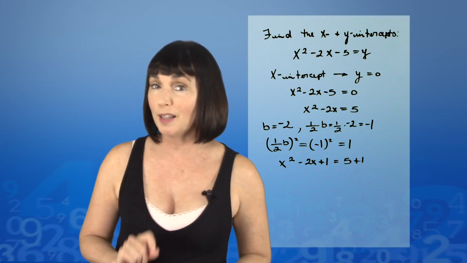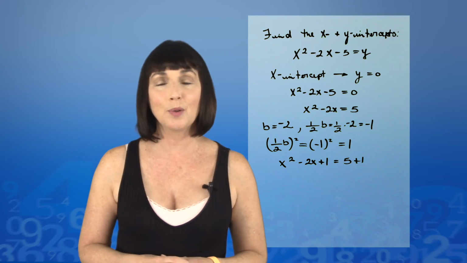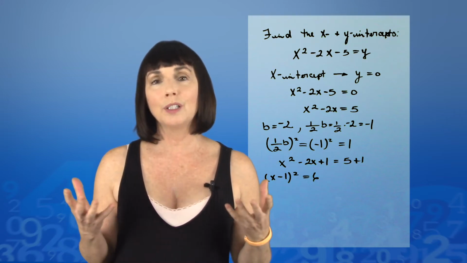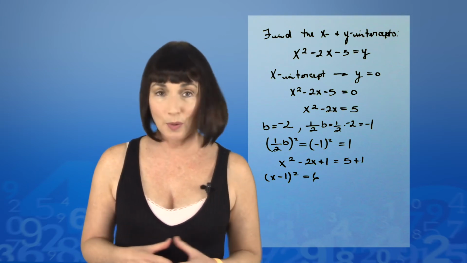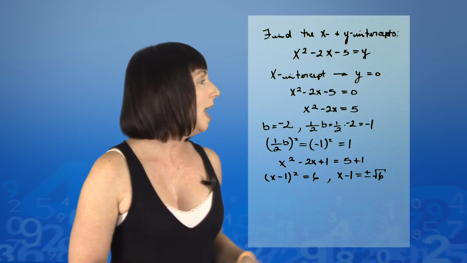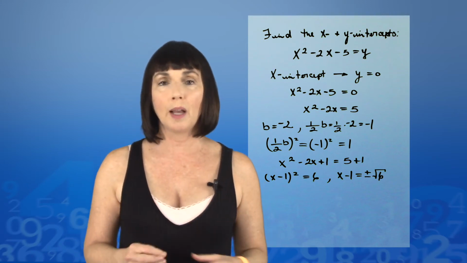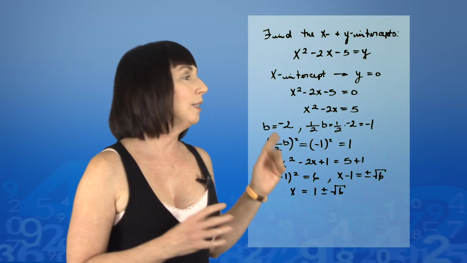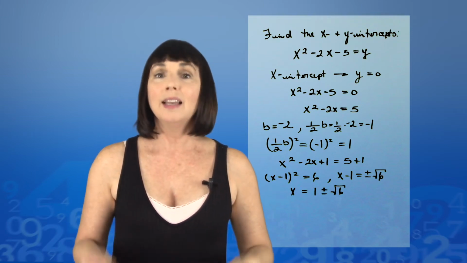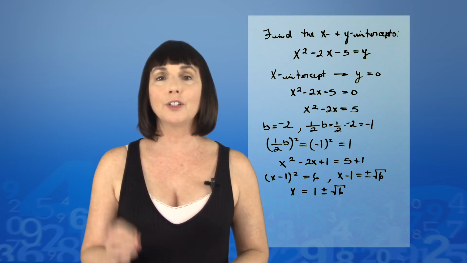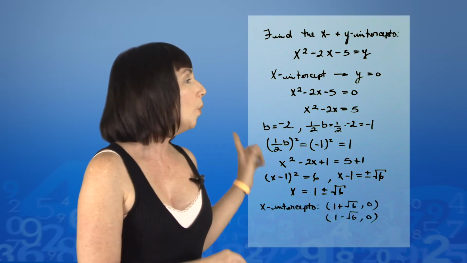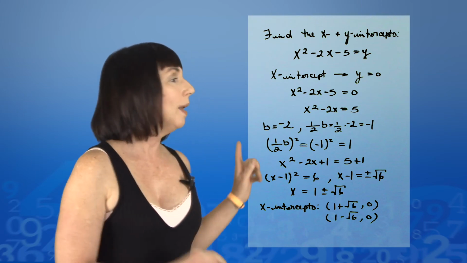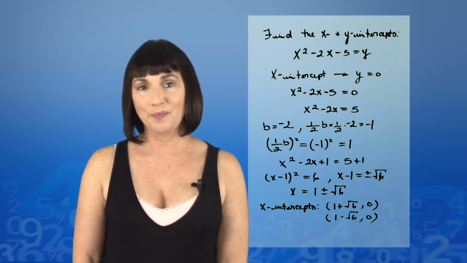Now we can factor the left side of that equation because we just completed the square, and so we get quantity x minus 1 squared is equal to 6. All right, taking the square root of both sides of our equation, we get x minus 1 is equal to plus or minus the square root of 6. And solving for x, we get that x is equal to 1 plus or minus the square root of 6. Now, to finish it off, our x-intercepts are the point 1 plus the square root of 6, 0, and the point 1 minus the square root of 6, 0.